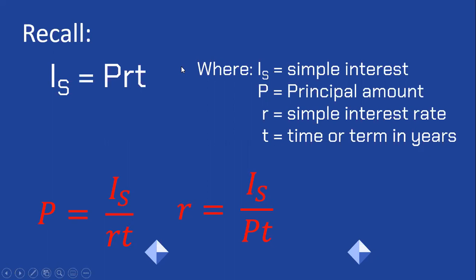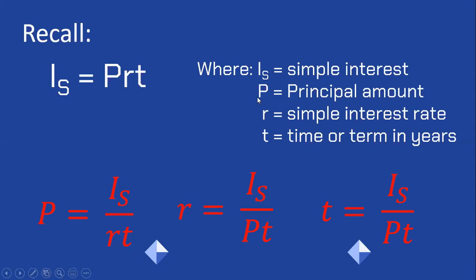Okay? The last one, how about if you'll be asked to find the time? Any other hands? Uriel? Time equals simple interest over PR po. Yan. So, ibig sabihin, mula dun sa formula natin ng simple interest, meron pa tayong 3 formulas na pwede natin gamitin just in case na hindi yung simple interest ang tinatanong. Di ba? So, it's case-to-case basis again for the different processes.